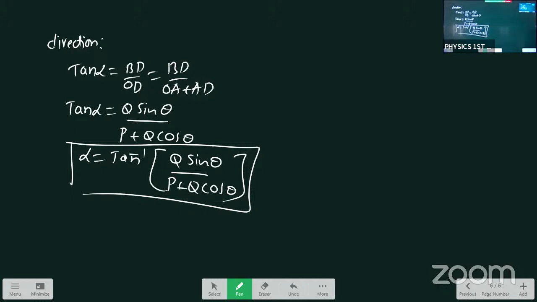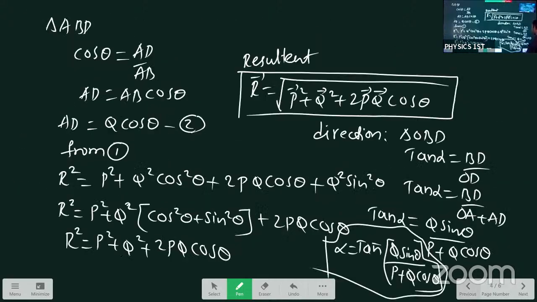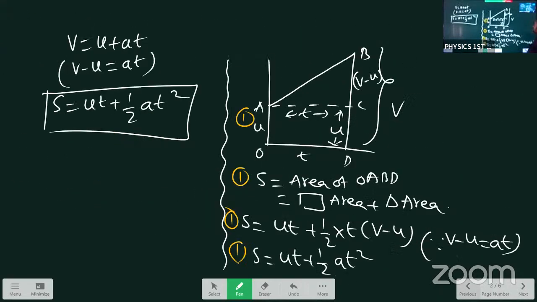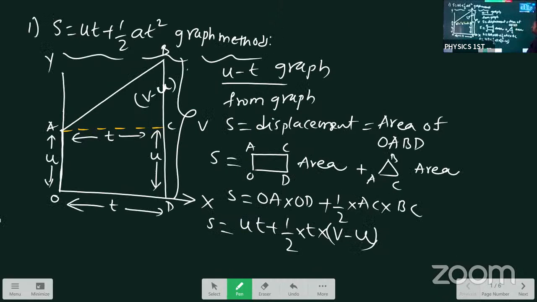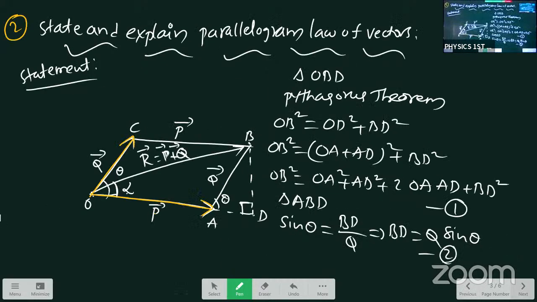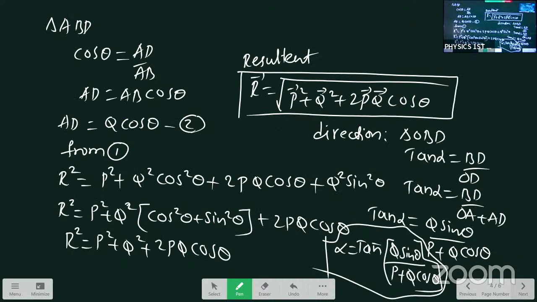Now, I'm giving one more question explanation. Every question has a few derivation parts. I will give you an alternate method. Alternate method means a second method that you can get in somewhat smaller size. So the parallelogram law is over for today's class. One is S equals UT plus half at square, the first question. Second one, state and explain the parallelogram law of vector.